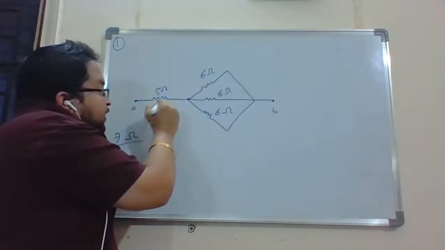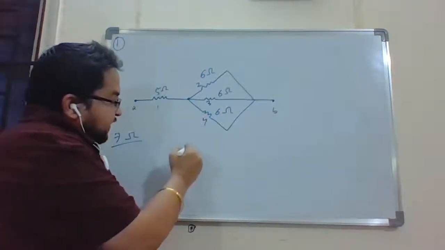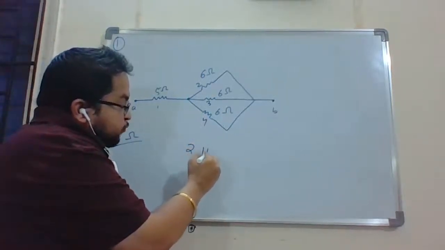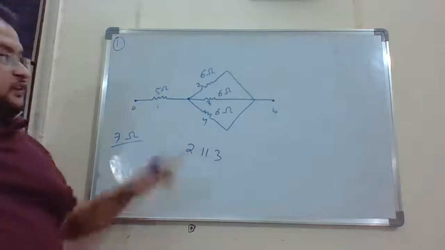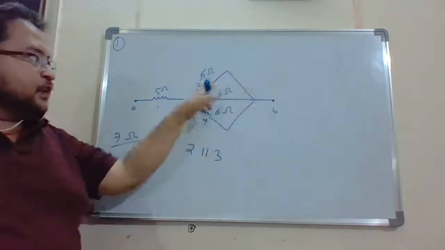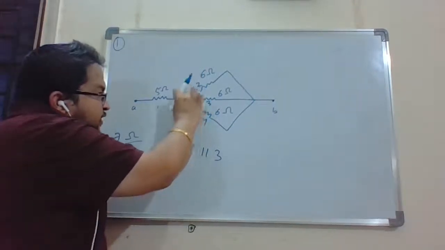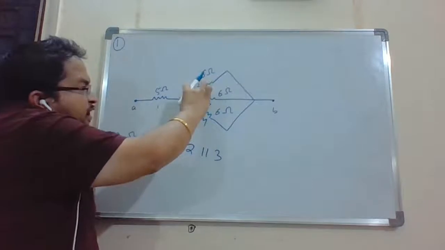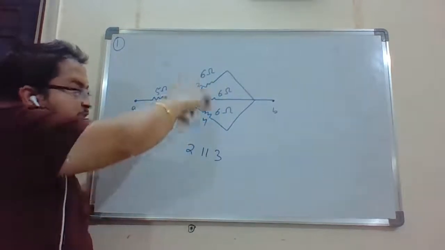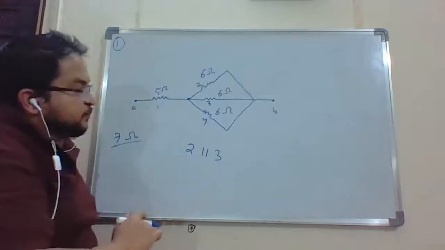Now let me do the numbering: 1, 2, 3, and 4. What can I say? 2 is in parallel with 3, because taking just 2 and 3 and nothing else, I can complete a loop. Yes, there is one more thing here, but that doesn't matter. As long as we can complete a loop by taking 2 and only 2 resistors, they are a happy married couple, so they would be in parallel.